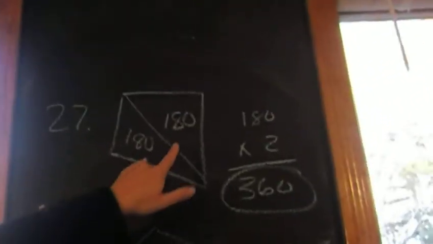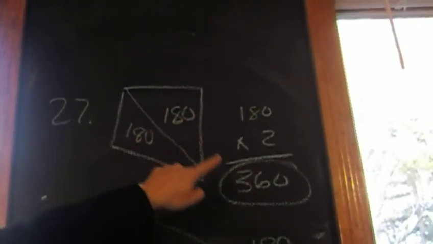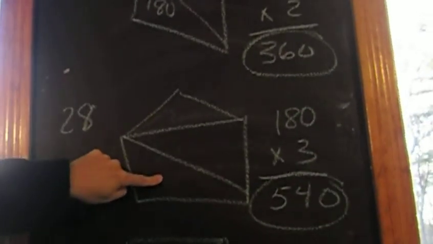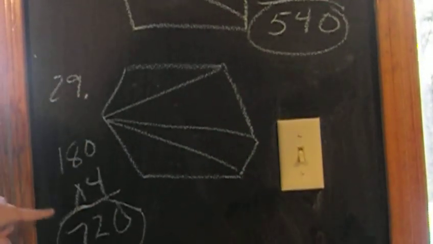Number 27, if you divide this shape into two triangles, you get 180 degrees on both. Multiply that by 2 and you get 360 degrees is the answer. Divide this one into 3 triangles. Multiply by 3 because 180 times 3 is 540. Divide this one into 4 triangles. Multiply by 4. 180 times 4 is 720.